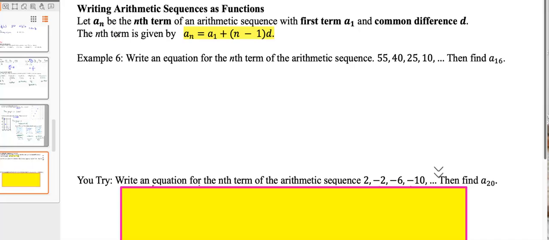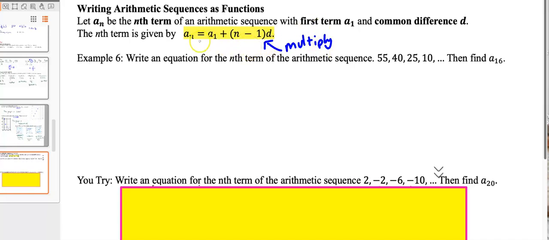You don't have to memorize it. You get it on your test on the EOC. You just have to know how to use it. So we have a sub n equals a sub 1 plus parentheses n minus 1 parentheses d. Okay? So right here, multiplication is happening because we know parentheses mean multiply. So whatever your common difference is being multiplied by your n minus 1 term.